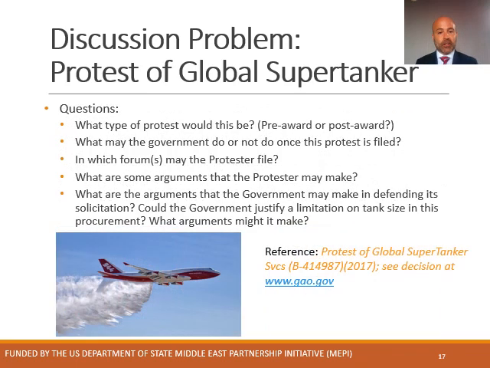I want you to know that this problem is actually based on a real case, the protest of Global Supertanker. It's a GAO case. You can look up the actual decision by looking up the so-called B number of the case. That's the B-414987 that you see at the bottom of your screen. If you type that into Google, you will get the full decision on this case, and it will help guide your discussion of this case. It's a very interesting one with an interesting set of facts, and it covers some basic procurement practices in the U.S. protest system.